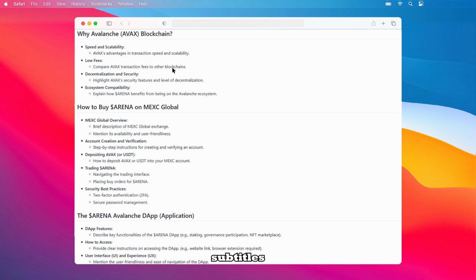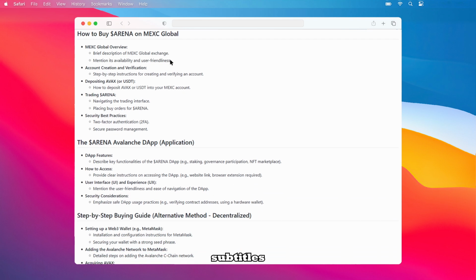Next, let's learn how to purchase Dollar Arena on MEXC Global. First, we'll provide a brief overview of the MEXC Global Exchange, mentioning its availability and how user-friendly it is. Then, we'll take you through step-by-step instructions on how to create an account and verify it, ensuring your account is secure. Then, we will explain how to deposit either AVAX or USDT into your MEXC account, ready for trading.